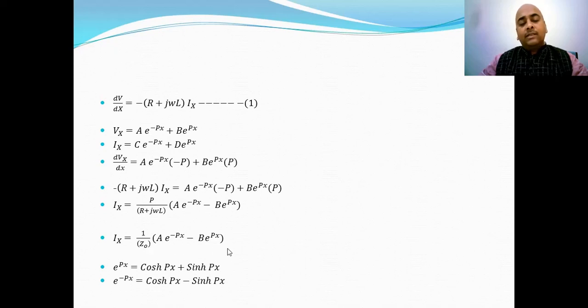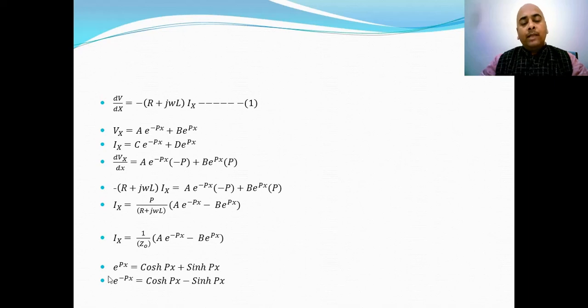This exercise is done in order to obtain Ix in terms of constant A and constant B. Now we have voltage as well as current in terms of constant A and constant B. Now we know that e raised to power px can be expanded as cos hyperbolic px plus sin hyperbolic px. Similarly, e raised to power minus px can be written as cos hyperbolic px minus sin hyperbolic px.